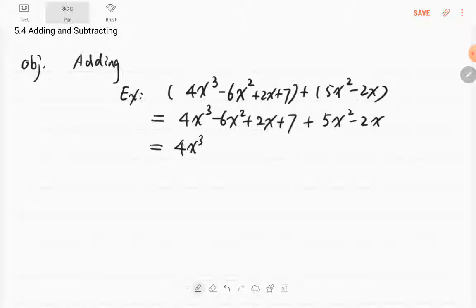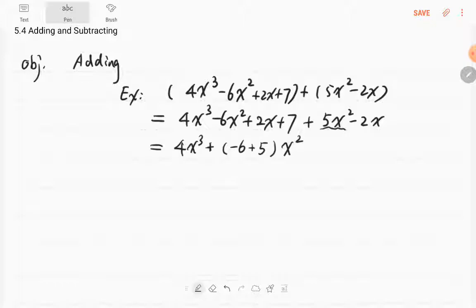Now we check the second one, x squared. Do we have x squared? We realize, yes, we have another term, x squared. So we could combine these two. How can we combine these two? We only need to add up their coefficient. Yes, the coefficient is -6 plus -5. Then copy down x squared.